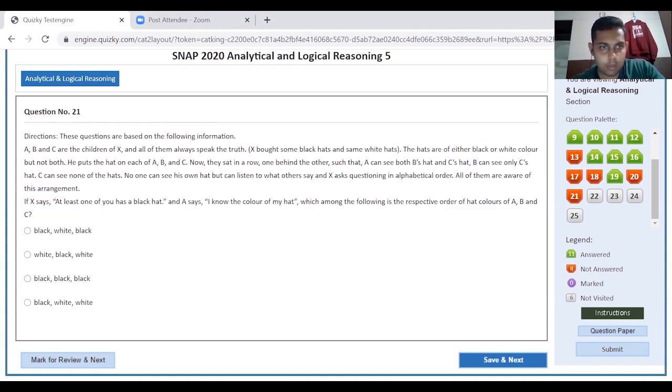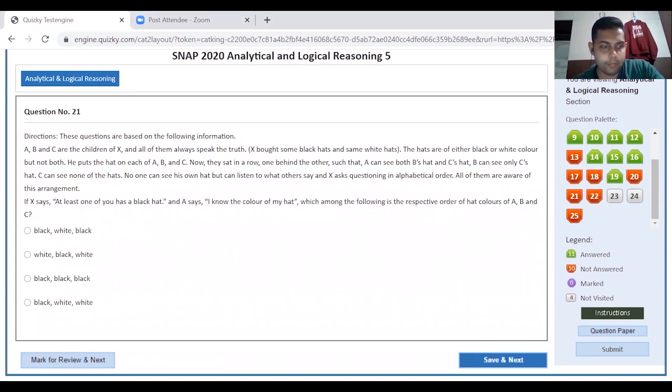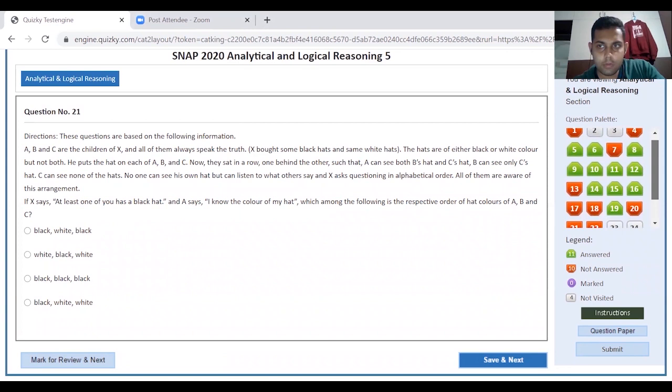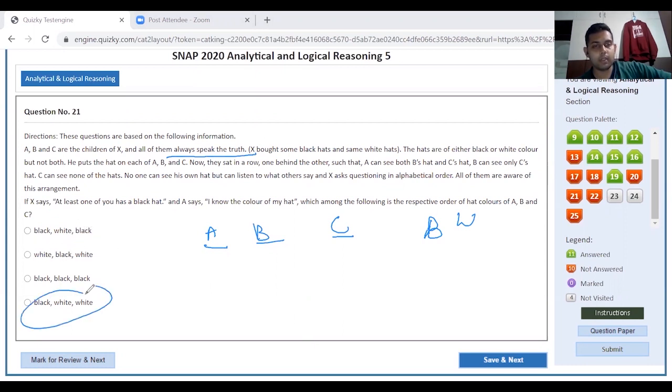This one's coming later. This is five question or four question thing, maybe five, yeah. They always speak the truth. Hat is either black or white. X says at least one of you has a black hat. A knows the color of the hat. Black, white, white, white, black. Very simply, if he sees two whites, then the most obvious thing is he's going to answer this.